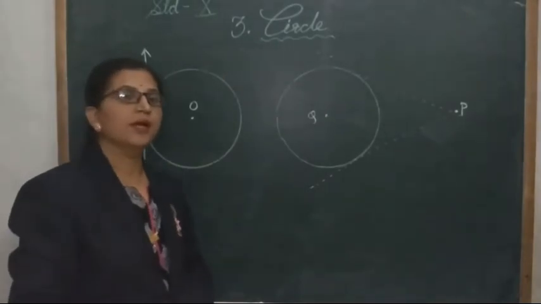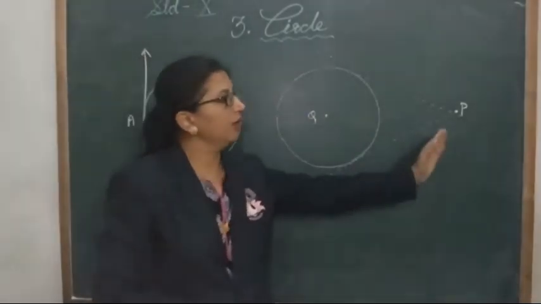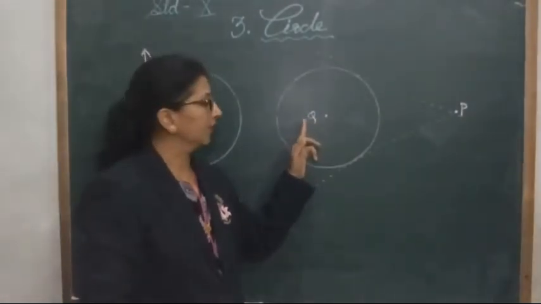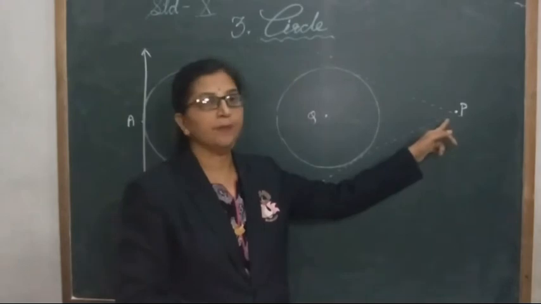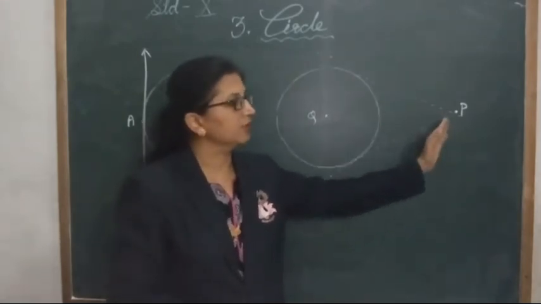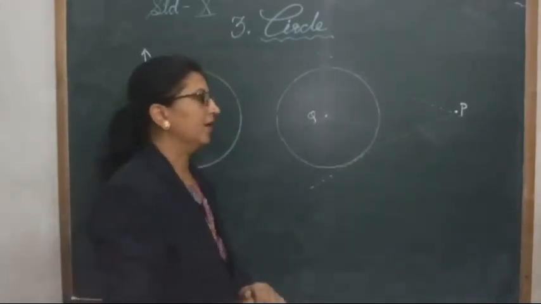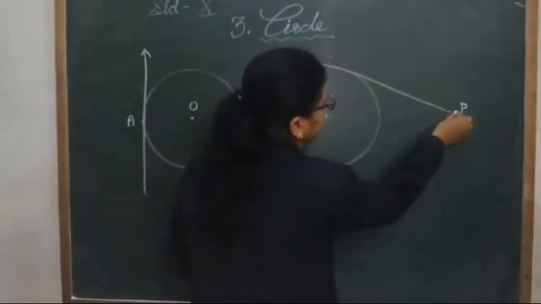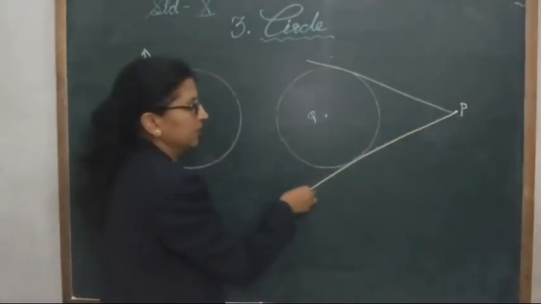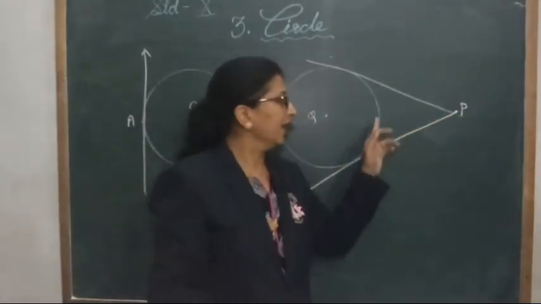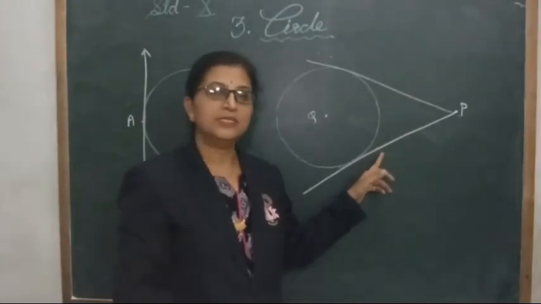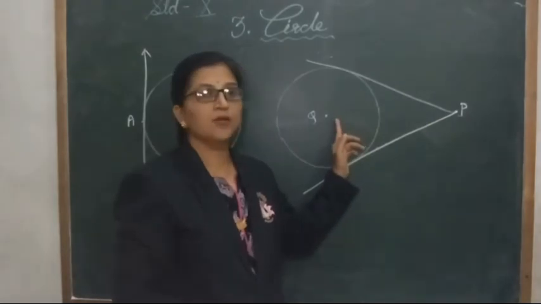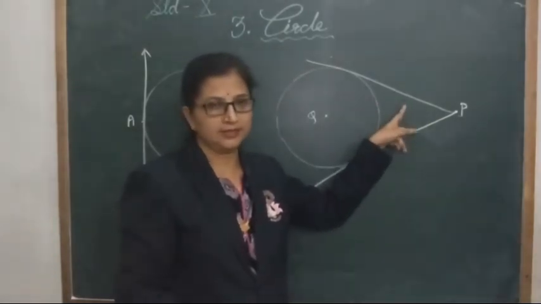Now if we take a point outside the circle, here is a circle with center Q, and there is another point P which is exterior to the circle. If we draw the lines in this way, we will get two tangents. It means that from a point to the circle we can draw two tangents.